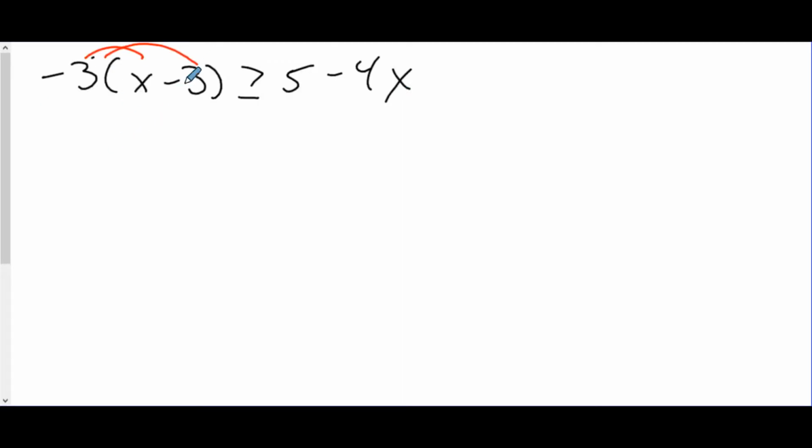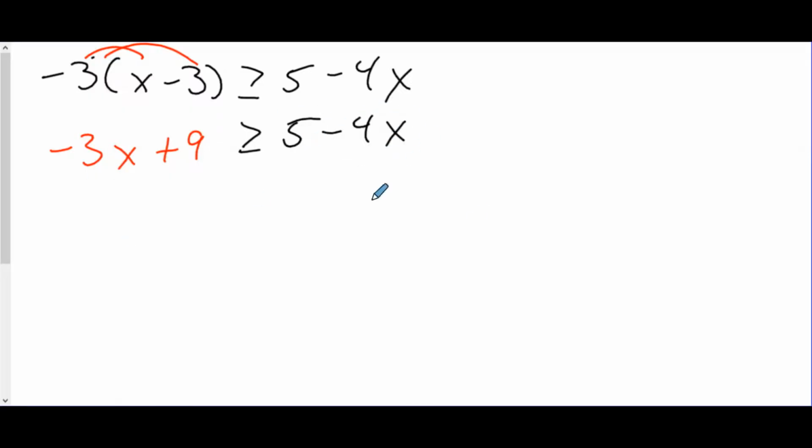Our next problem is negative 3 times x minus 3 is greater than or equal to 5 minus 4x. So I simplify both sides. On the left, I can distribute. Negative 3x, negative times a negative is plus 9. And there's nothing to simplify on the right side.